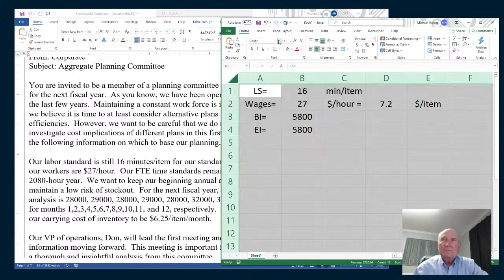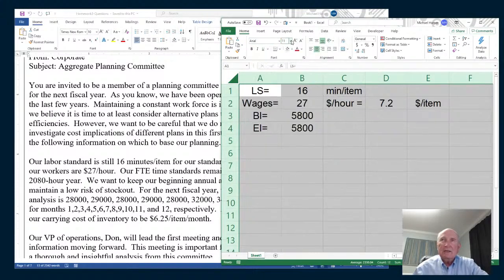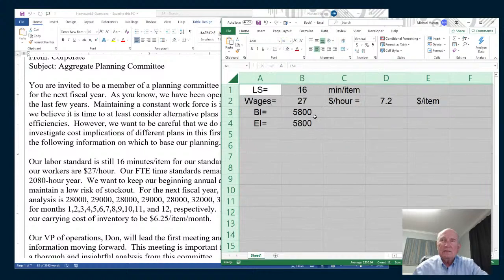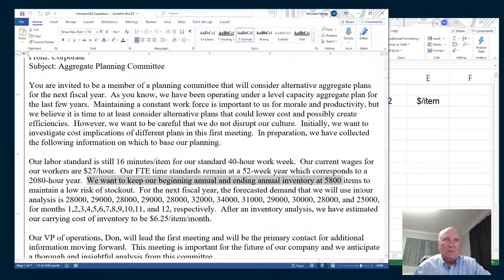Again, personal preference here, Arial, centered, and 10 to come right into my Word file. Not that I'm going to be using it, but I guess I'm type A. Anyway, so that's going to be the beginning and the end inventory.